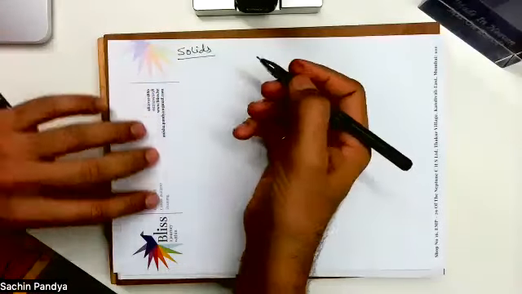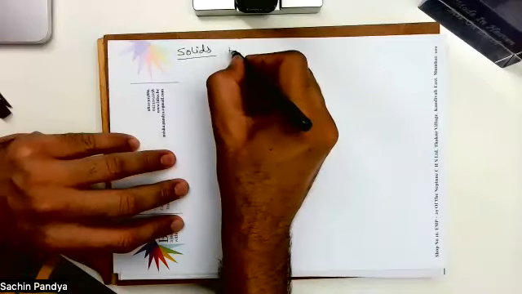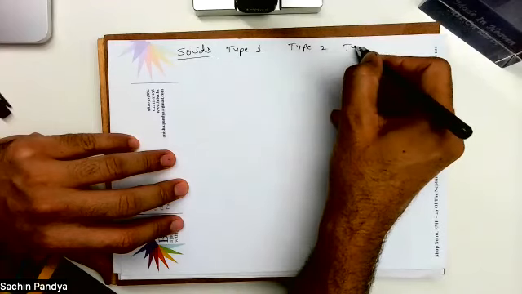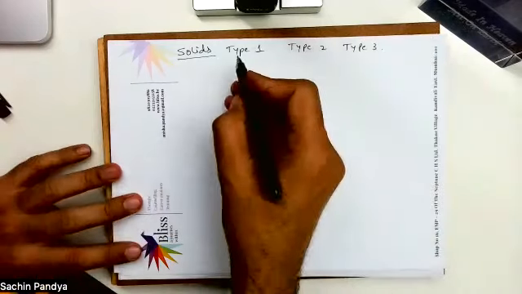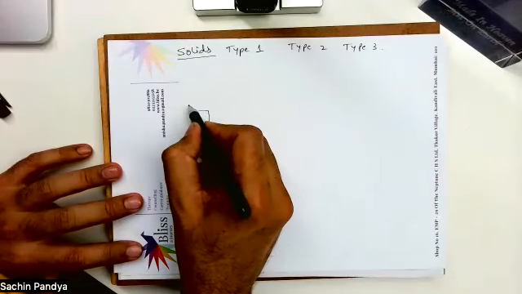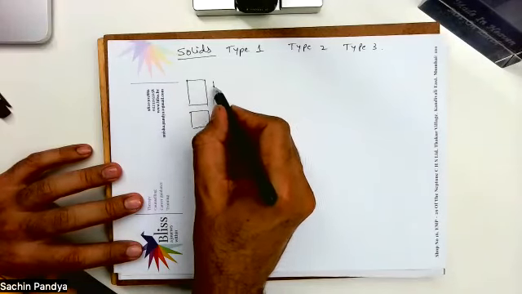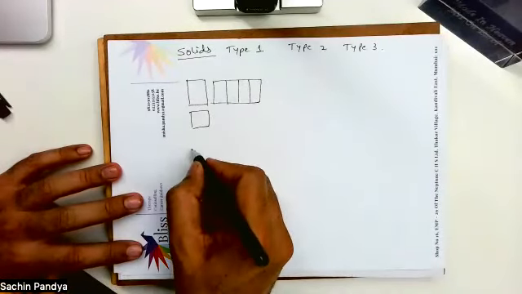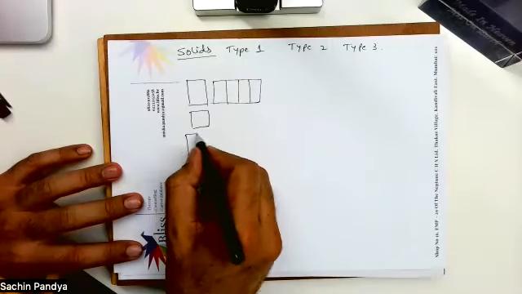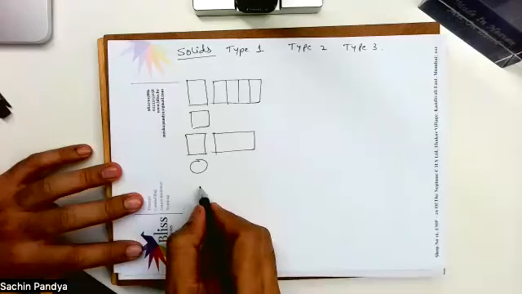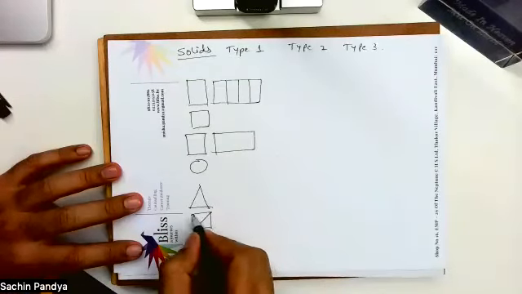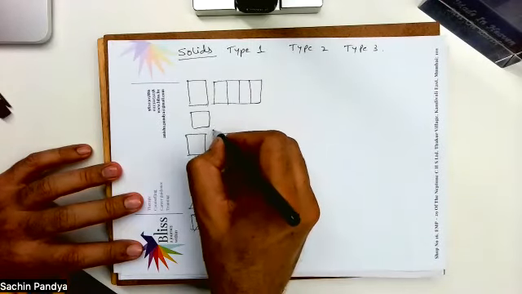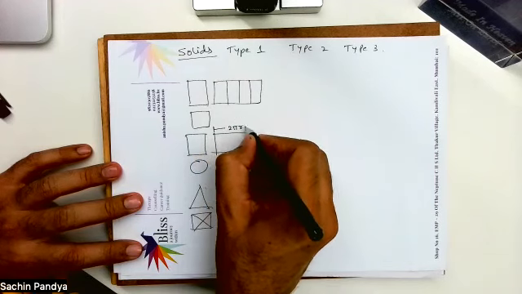Now in solids, we have type 1, type 2, and type 3. Those who have done solids know what type 1 is. Type 1 is the basic diagram, front view, top view, and they'll ask you to draw the development. That is type 1. It can be a prism, cylinder, pyramid, or cone. I'll just revise. The development of this cylinder is how much? 2 pi r.